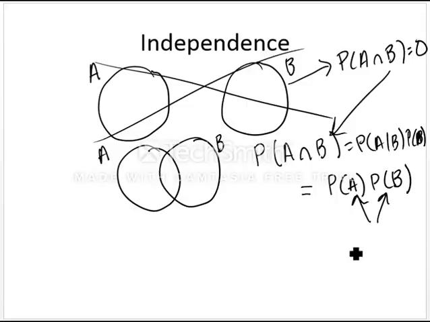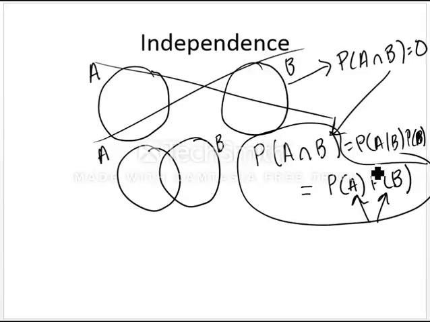Independence comes up in more applied settings, but you'll really need to check it using this rule: the probability of the intersection of the events being their individual probabilities multiplied.